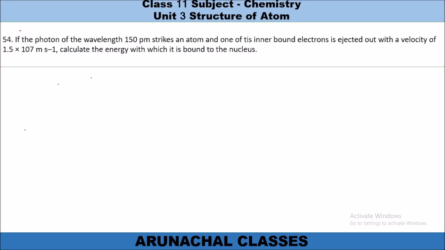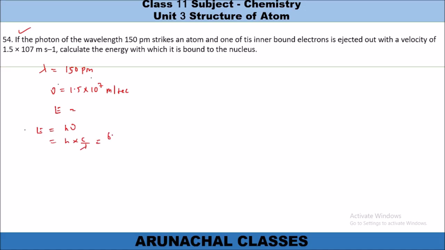Now we are with question number 54. Here the question is, if the photon of wavelength 150 picometer strikes an atom and one of its inner bound electron is ejected out with velocity of 1.5 multiplied with 10 power 7 meter per second, calculate the energy with which it is bound to the nucleus. So energy of photon is given as h nu, h nu means h c upon lambda.